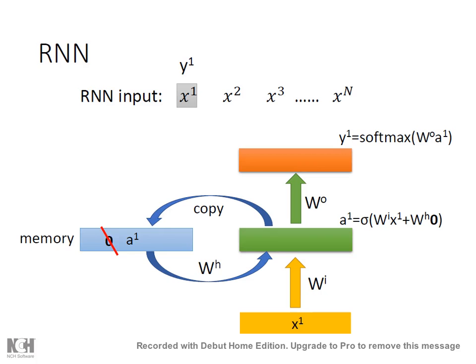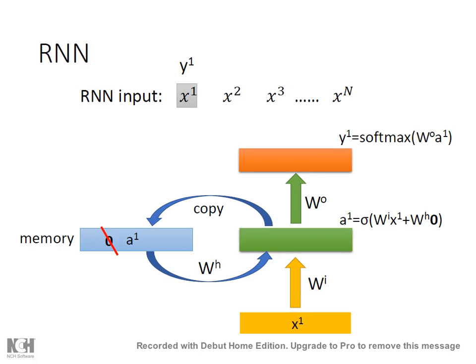At the beginning, your memory is 0 at the first time, because there is nothing to remember. So 0 is multiplied with a weight. Remember, just treat it as another neuron, another input. So the input will be multiplied with WI and summed with WH times the memory: WI multiplied by S1 plus WH multiplied by 0, because the first time is 0.